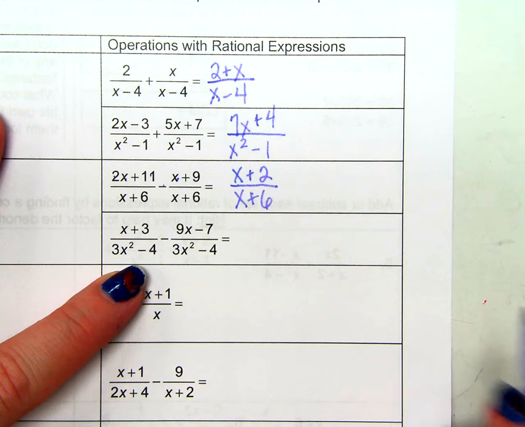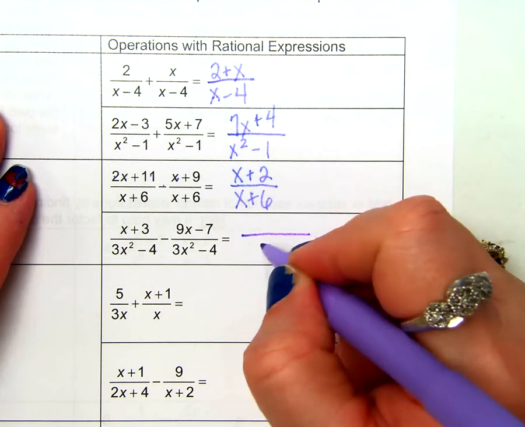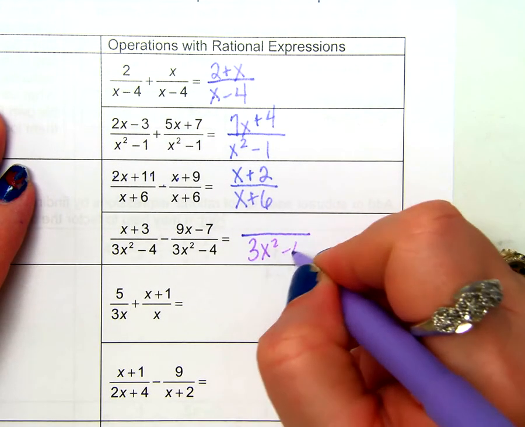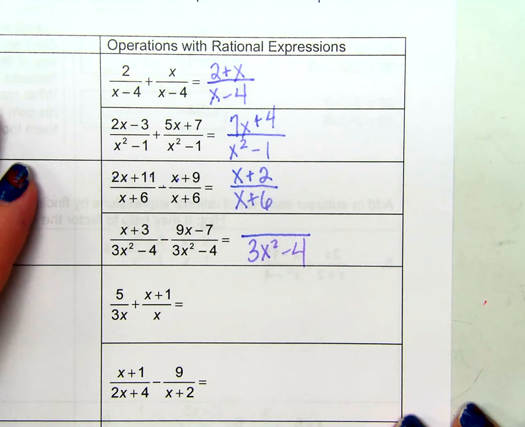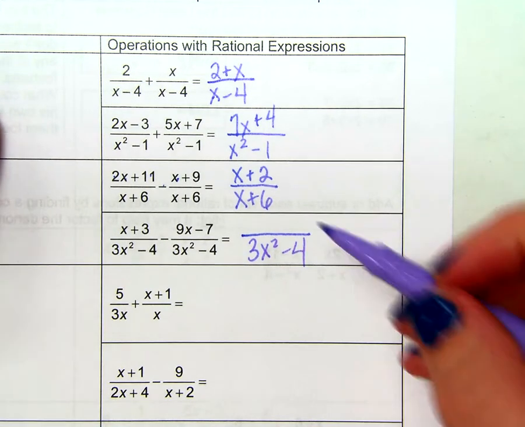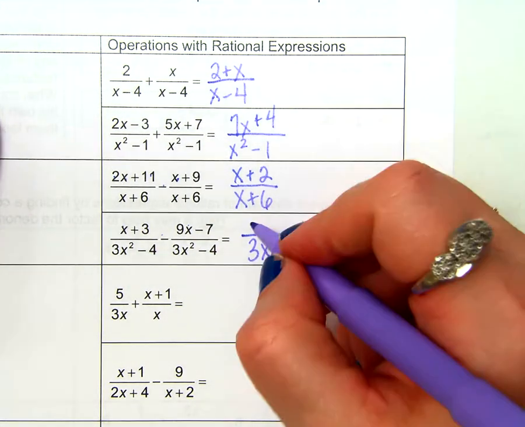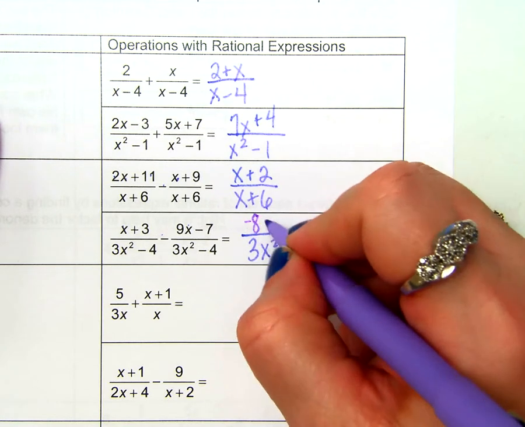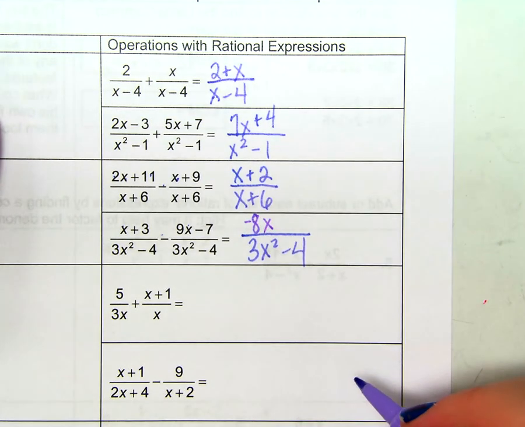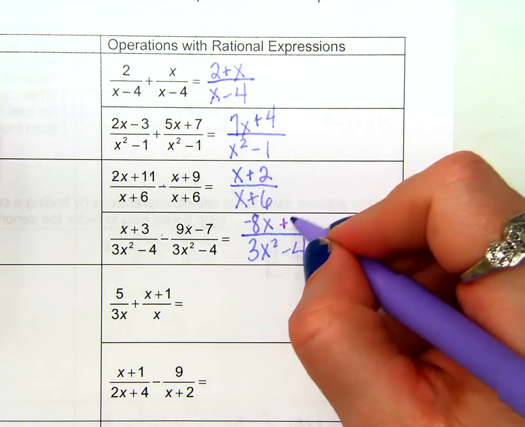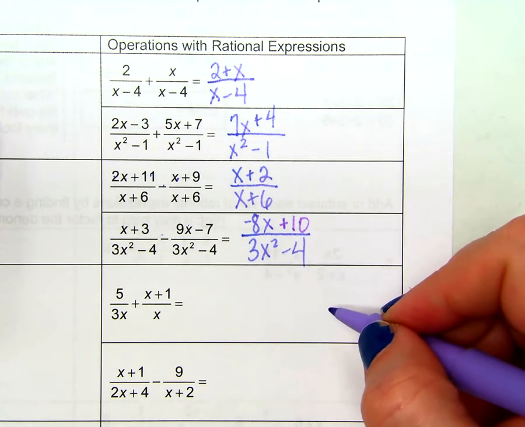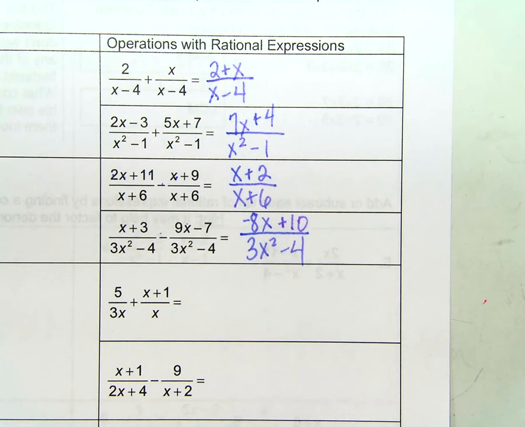Is it the same? It's the same, so it stays the same in the answer, right? Good. Now what? You take 9x from x. So x minus 9x equals what? Negative 8x. And then 3 minus 7 is negative 4. Ooh, 3 minus negative 7 is 10. 3 minus negative 7, right? I know that's what you meant.